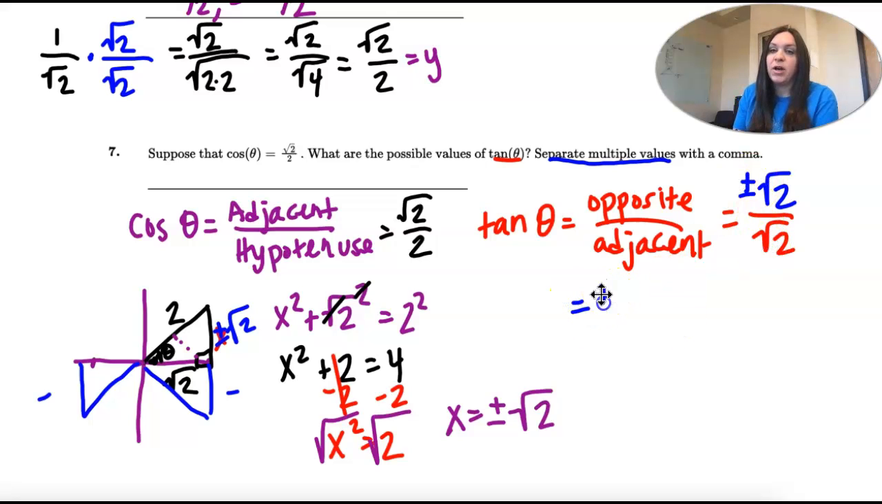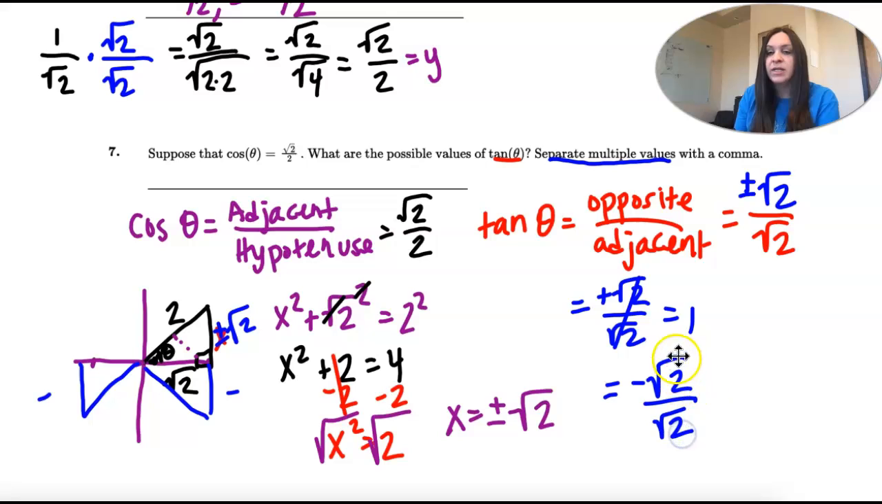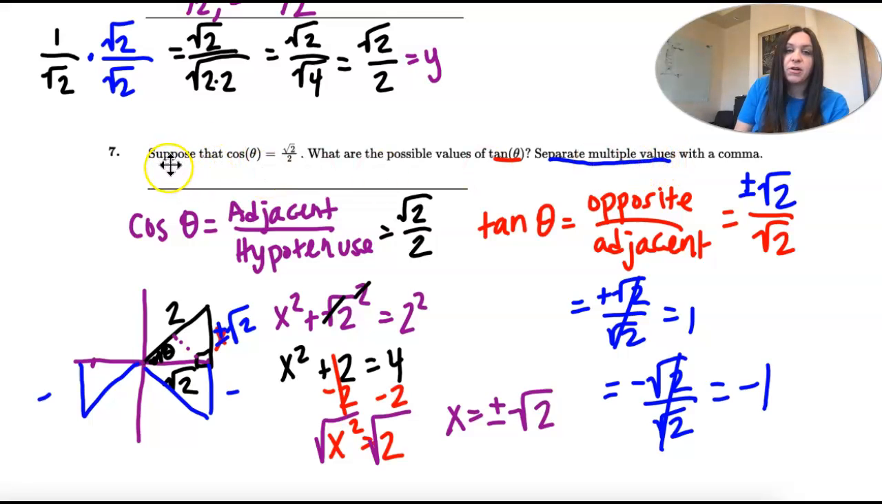We have positive square root of 2 over square root of 2, the same thing is 1. Or we have negative square root of 2 over square root of 2, same thing is 1, but this time it's negative. So our possible values are positive 1 and negative 1.